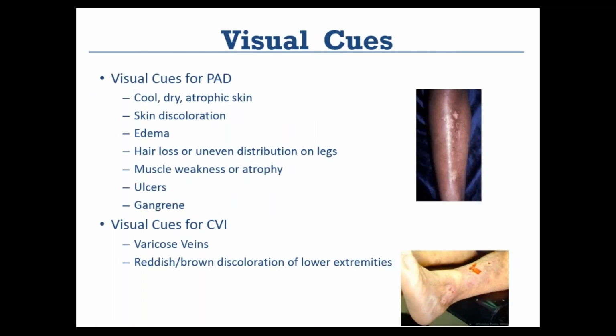In addition to questioning your patient, there are also visual cues you can look for. Visual cues for PAD include cool, dry, atrophic skin, skin discoloration generally, hair loss, edema, muscle weakness, ulcers, or gangrene. Visual cues for CVI include varicose veins and reddish-brown discoloration of the lower extremities.